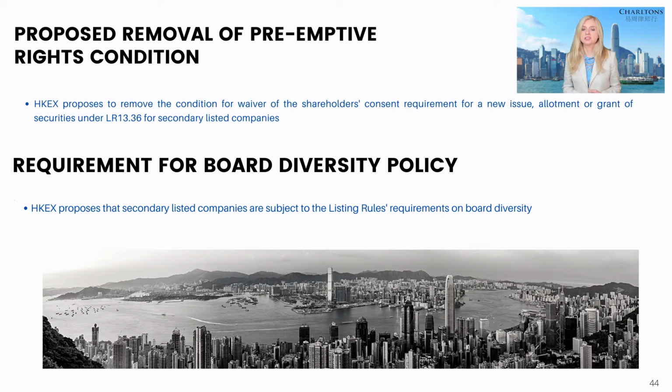The Hong Kong Exchange is proposing that all secondary listed companies should be required to have a policy on board diversity and to disclose it in their corporate governance reports.